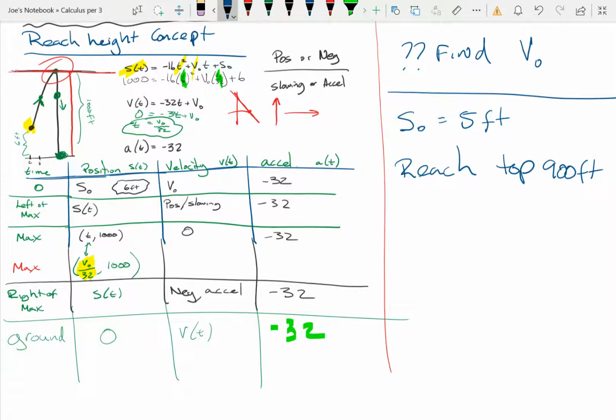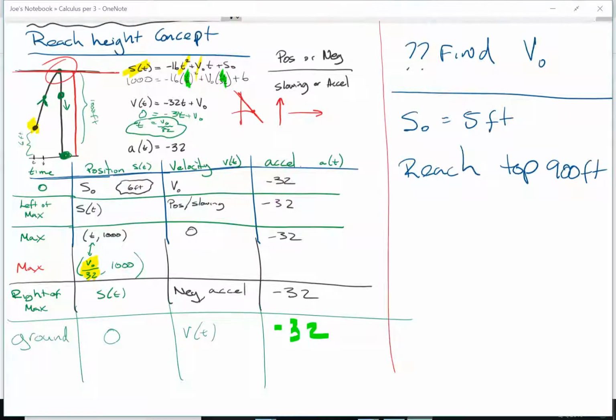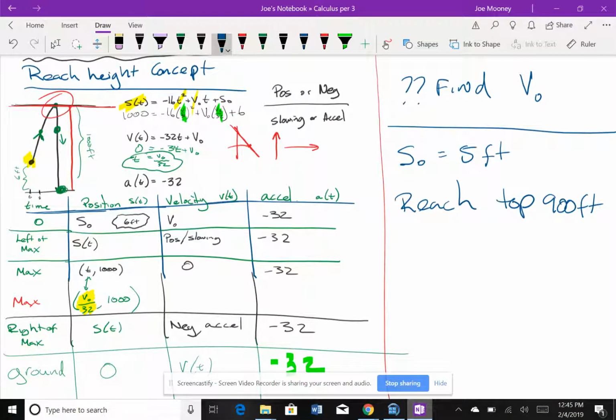I'm just going to stop the video because that will be just independent practice. And then we can do more if we have time, but I think we'll be good with this.